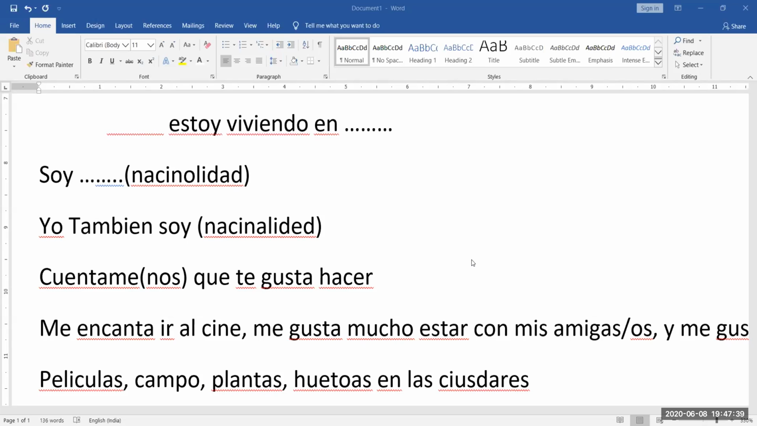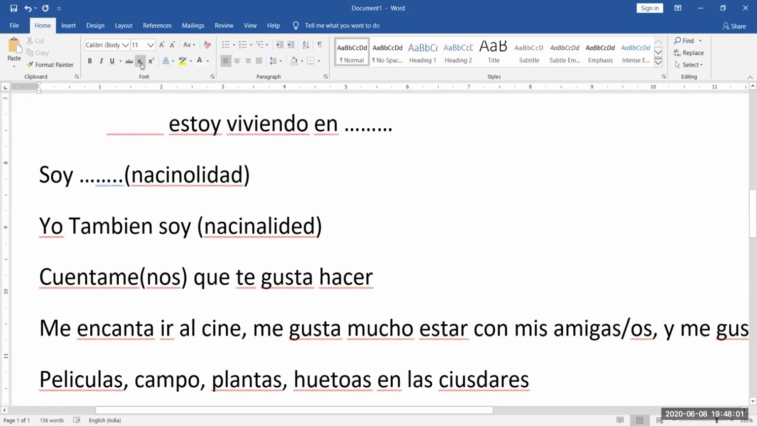Is the first word estoy? How is it pronounced? Okay. Estoy. I'll get you the phonetics as well. One second. Where is it? What does it mean? I will come there in a minute.